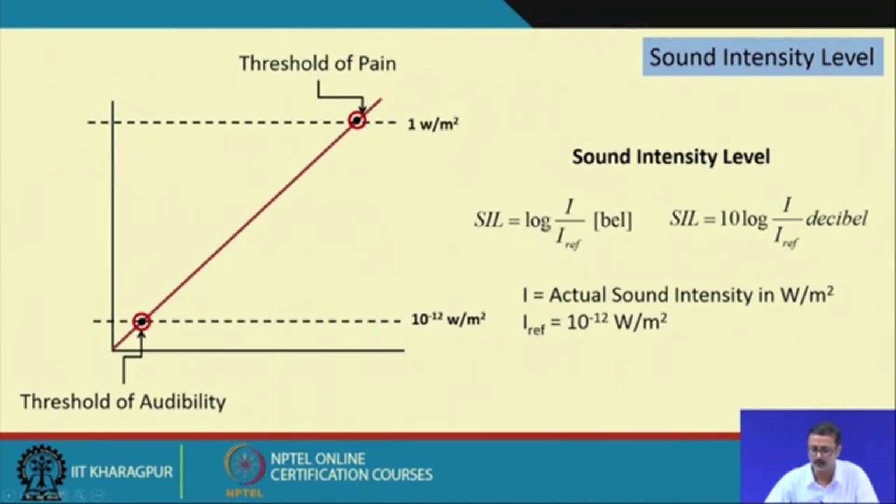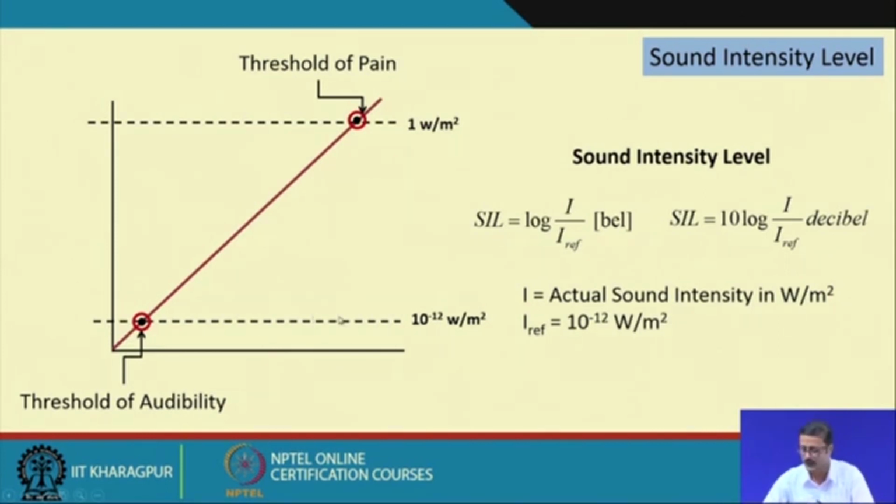So, I can find the logarithm of I by I reference, and the logarithm of this ratio is the sound intensity level in bel, and if I multiply that by 10, then that is the decibel, which is the unit of sound intensity level. So, please remember, the actual sound level divided by the basic or reference level.